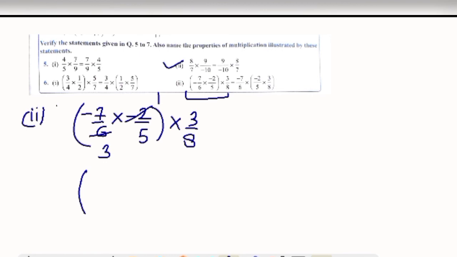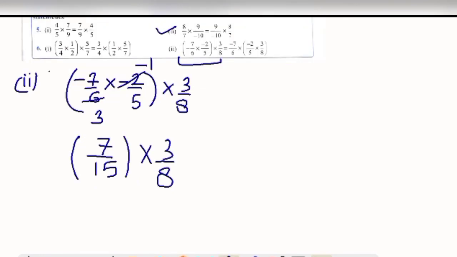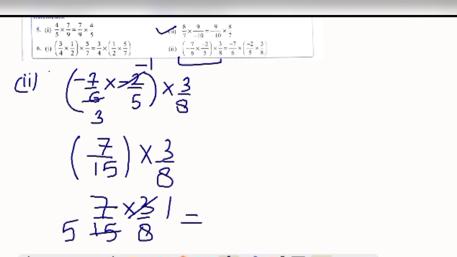In bracket now you are getting 7 1s are 7. Minus minus plus upon 3 5s are 15. Multiply 3 upon 8. Now open the bracket. 7 upon 15 multiply 3 upon 8. 3 ones are 3, 3 5s are 15. What you are getting on left hand side? 7 ones are 7 upon 5 8s are 40. So on left hand side you are getting 7 upon 40.